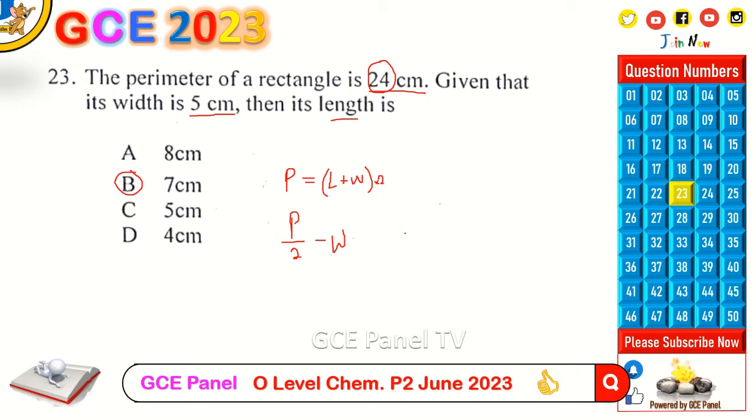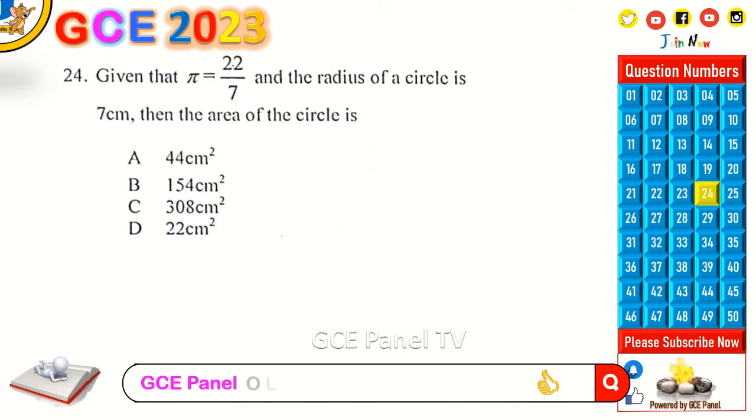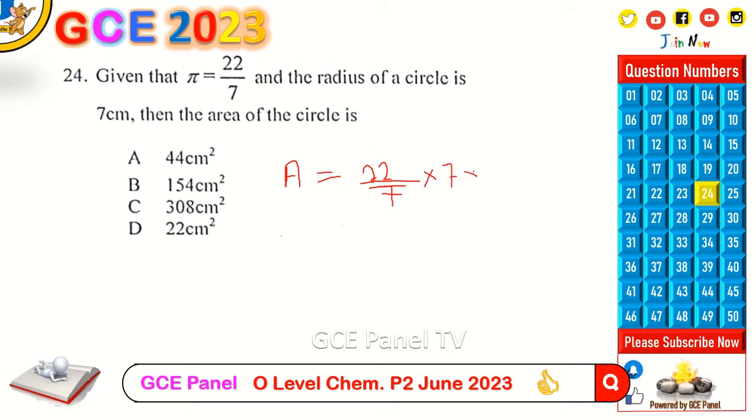So our next question now is question number 24. Given that pi is equal to 22 over 7 and the radius of a circle is 7 centimeters, then the area of the circle is... How do you get the area of a circle? Area of a circle is equal to pi r squared. So that will be equal to 22 over 7, that's pi, times radius 7 times 7. So the 7s cancel out. You'll be left with 22 times 7, which is equal to 154 square centimeters. So that will be the area of the circle.